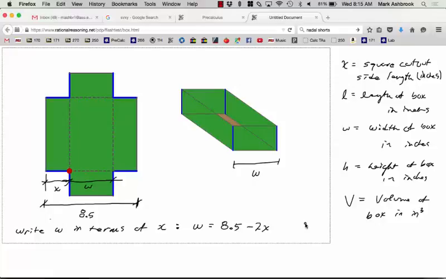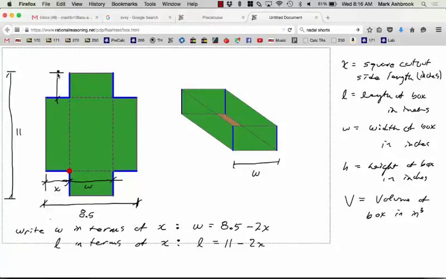Okay, so if we want to do the same thing but L in terms of X? So now we got the total original length of the paper, 11 here, and we're going to subtract off an x here and an x here. And that gives us the length of the box, L.